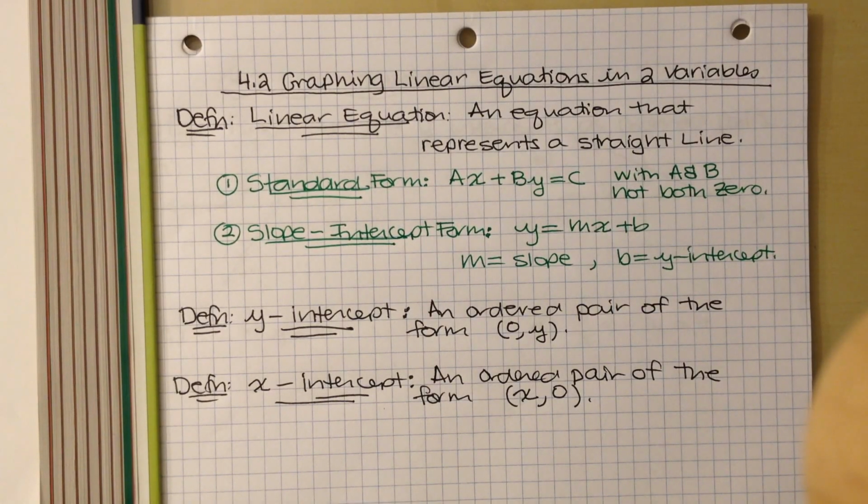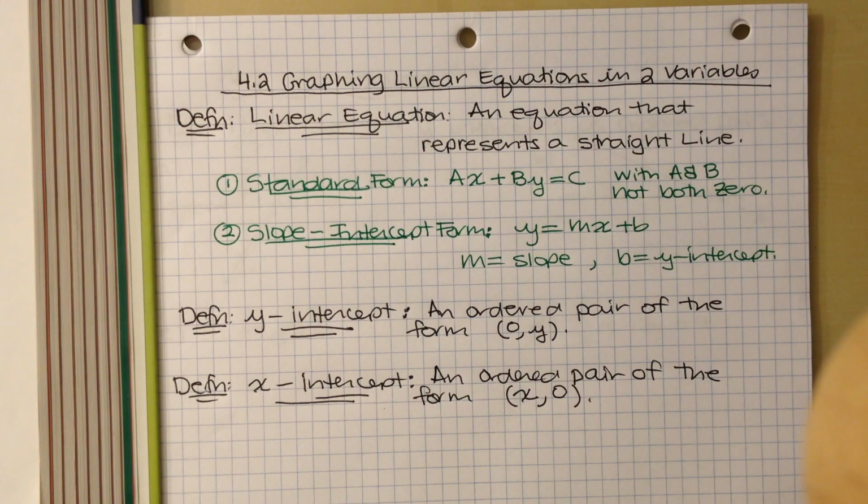4.2, graphing linear equations in two variables. For this section, and also for chapter 4, it's a good idea to practice graphing. If you have graph paper, it'll make it a little neater and easier for you to graph. So graph paper is really good in this section if you have some.